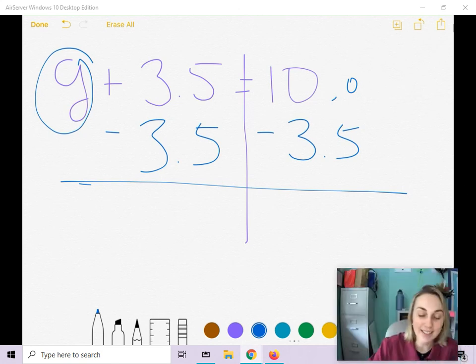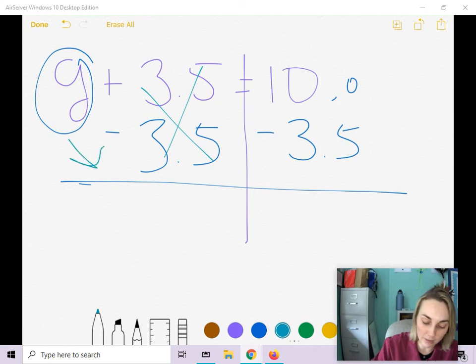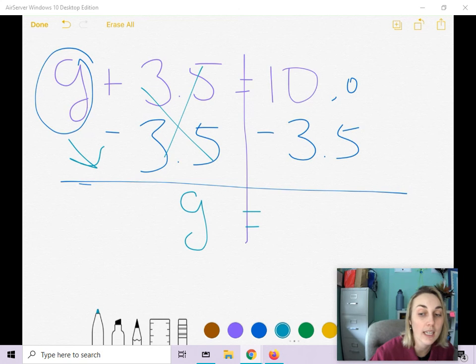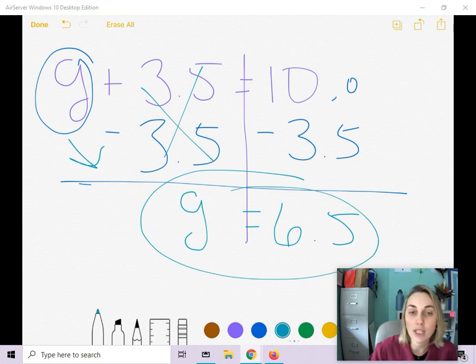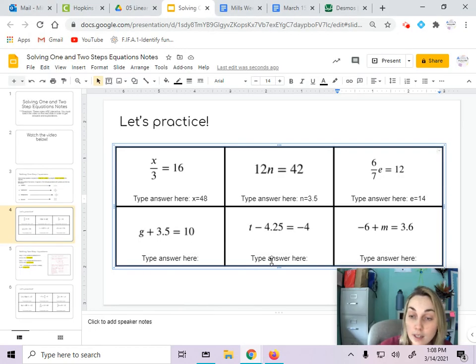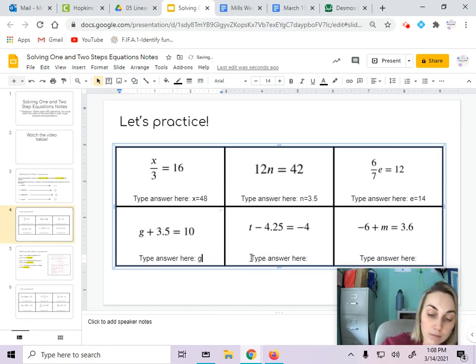But so again, these cancel out. They are opposites, and we can bring this g down. And then we just do 10 minus 3 and 5/10. Well, 10 minus 3 and 5/10 is going to give us 6 and 5/10. And guys, that would be our answer. That's what g is equal to. Again, if you wanted to check that, you could just plug in 6 and 5/10 where g is and make sure that it was equal to 10. In this case, that would be correct. Therefore, g is equal to 6 and 5/10.